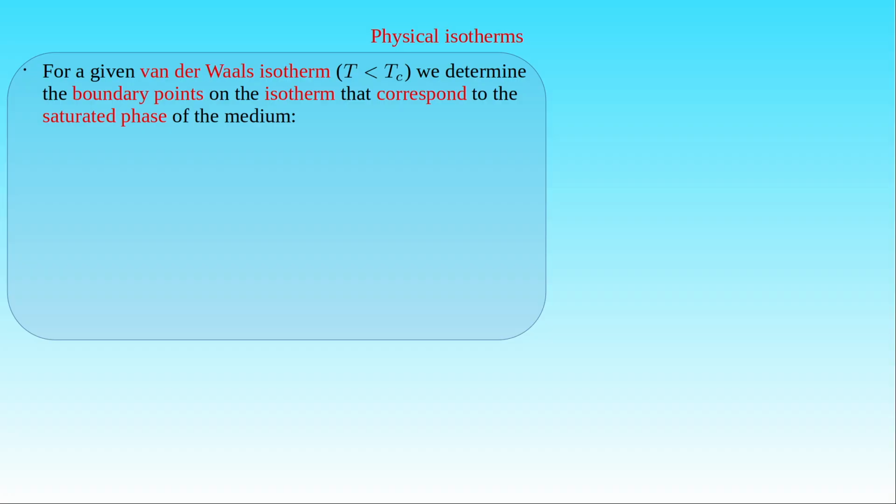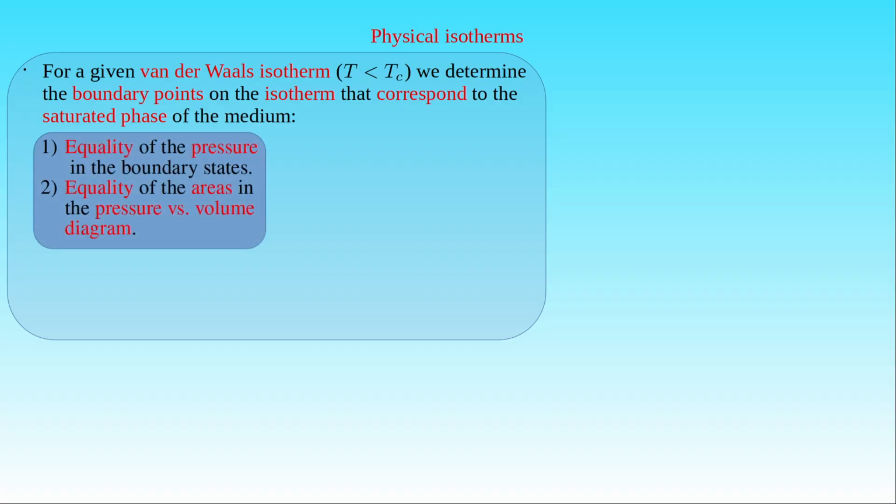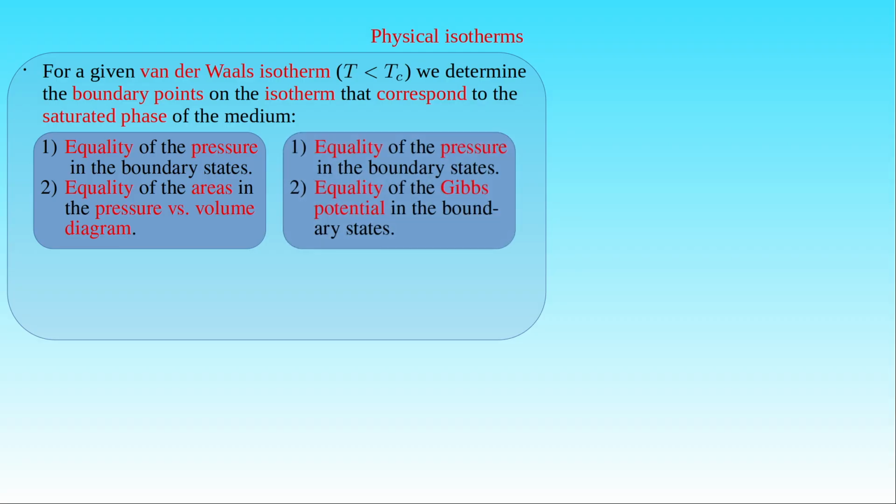The first approach of the construction of a physical isotherm suggested by Maxwell starts with the assumption of the equality of the pressure in the boundary states, that is, the pressure of the medium must be the same in both the states. The other assumption is the equality of the areas of the two closed curves formed by the intersecting van der Waals isotherm and the isobaric physical path along which the medium evolves. The second approach applies the Gibbs criterion, and also starts with the assumption of the equality of the pressure of the medium. Instead of the rule of equal areas, the criterion demands the equality of the Gibbs potential of the medium in the boundary states.